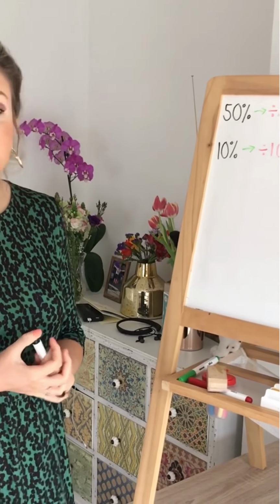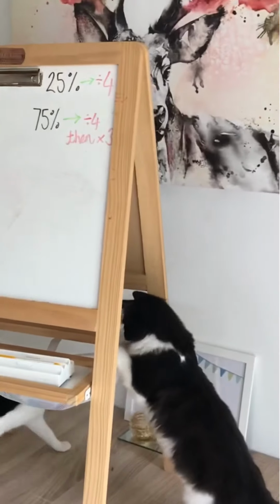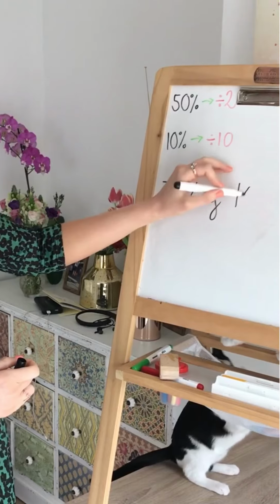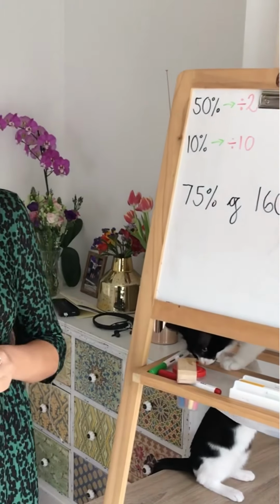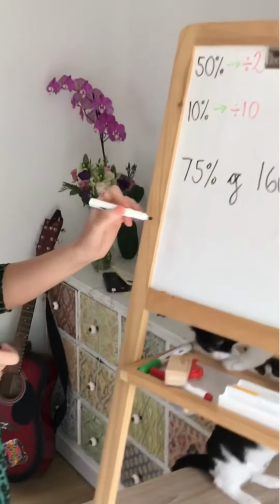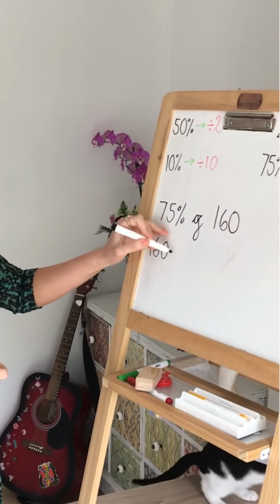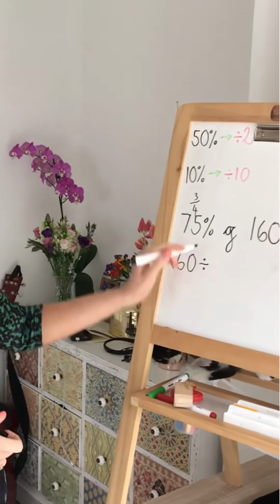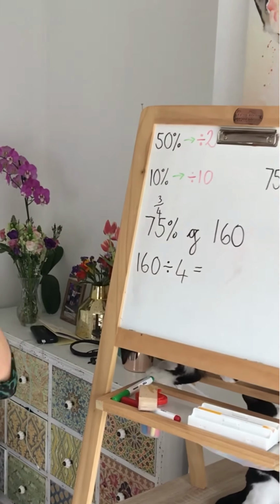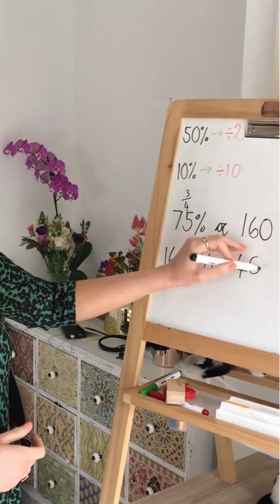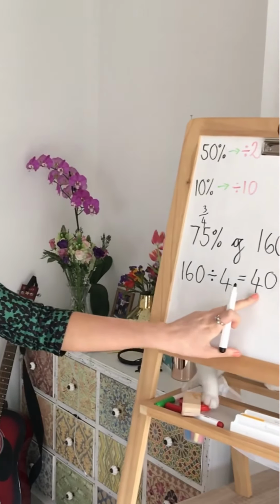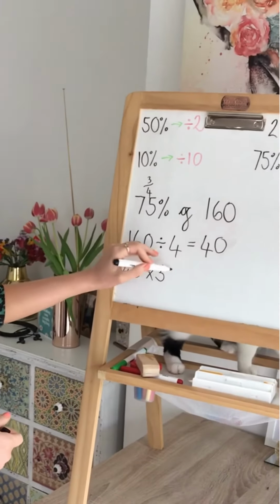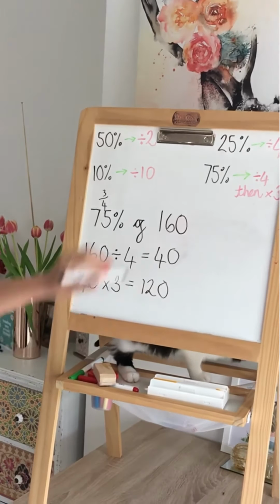Okay, so the last one we're going to do is 75% because that's quite a tricky one. And we're going to do 75% of 160. So for 75%, we divide by 4 first of all, because it's the same as finding 3/4 of 160. So we divide by 4 first. Our magic maths is used. We know that's 40. Then with this answer, we multiply by the numerator. And that gives us 120.